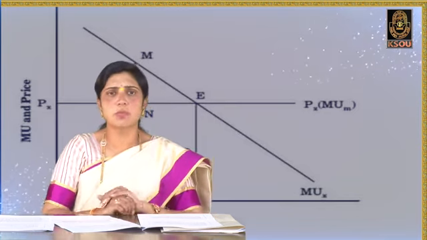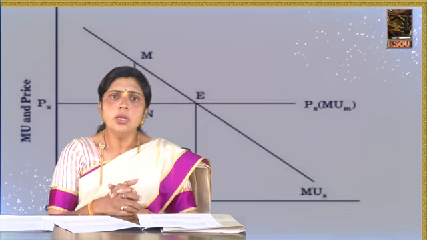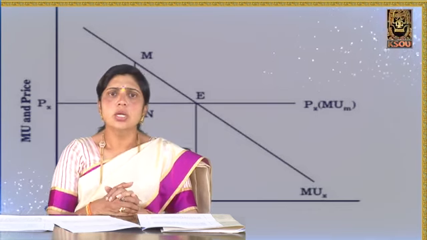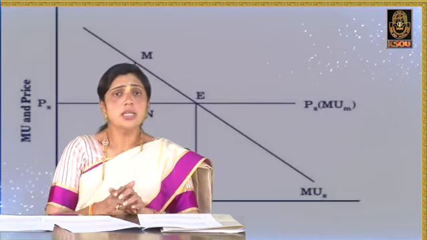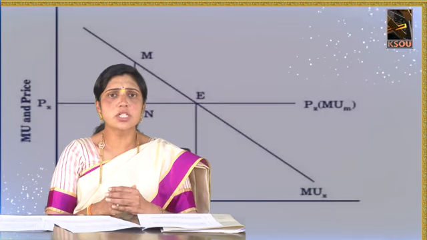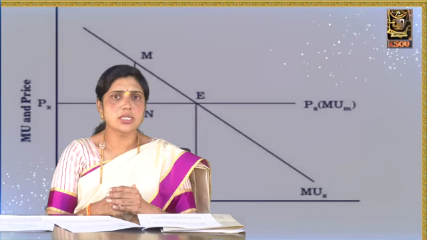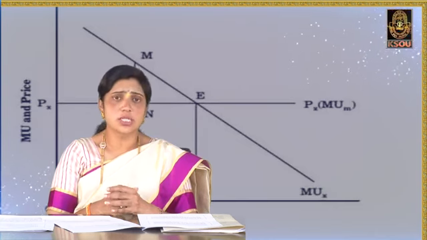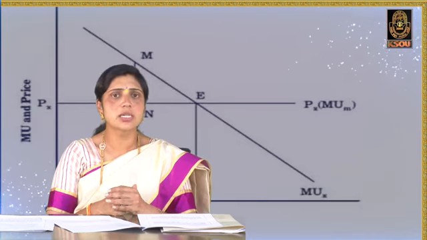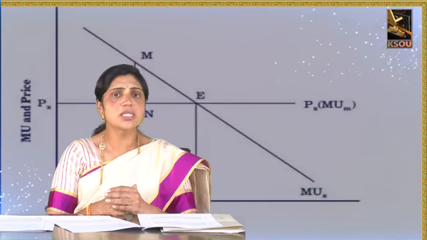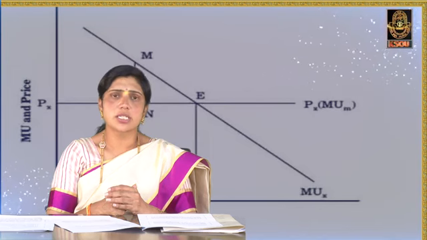It is based on some important assumptions. The important assumptions are: first, different units of goods consumed are homogeneous. Second, there is no time interval between the consumption of two units. Taste, fashion, etc. of the consumer remain constant. There is only one commodity on which the consumer spends his income, and the price of the good remains constant. The income of the consumer also remains constant.